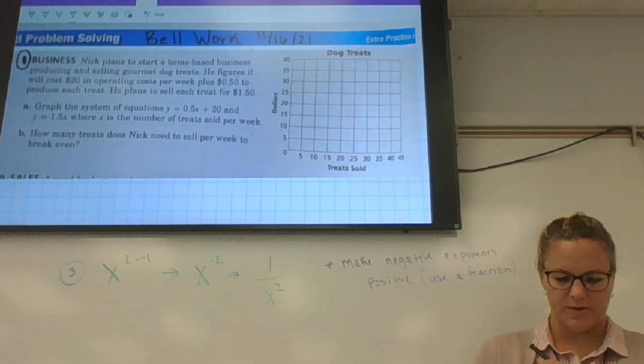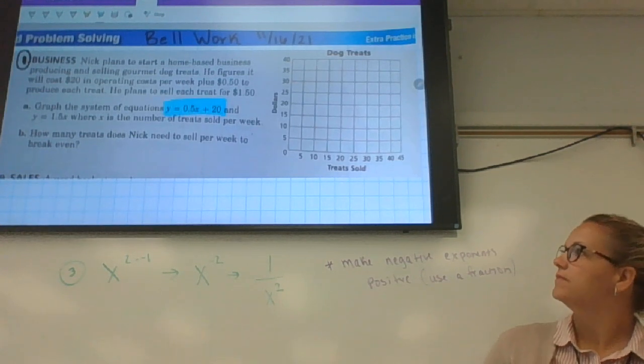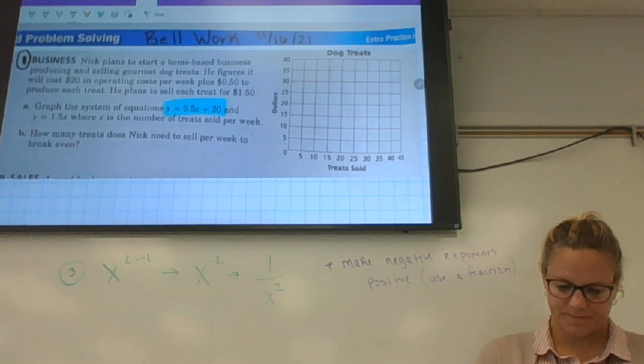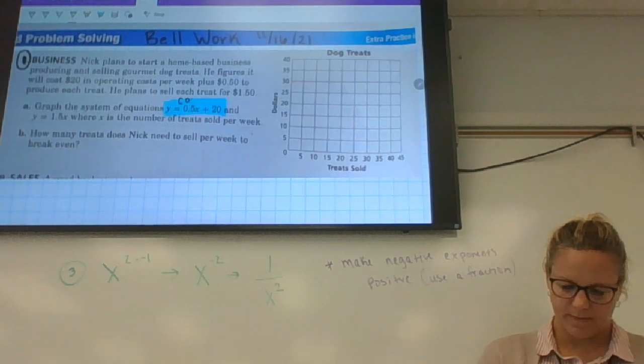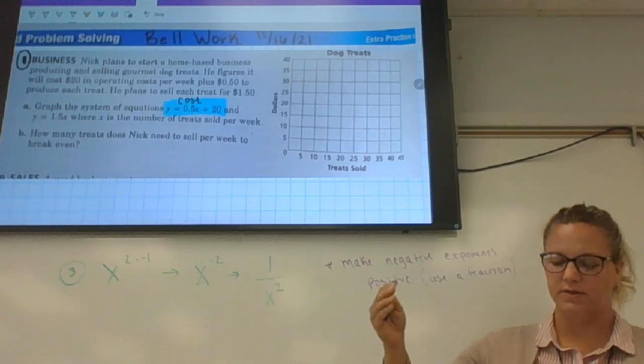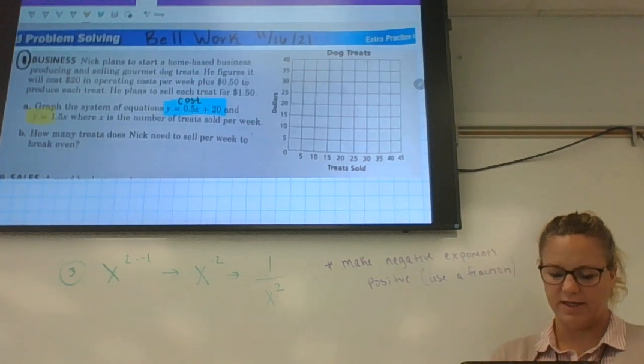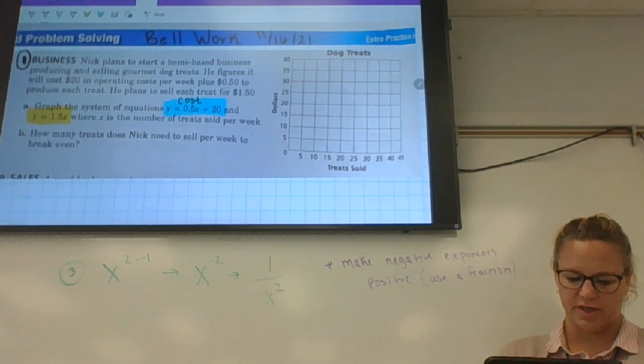He figures it'll cost $20 per week plus 50 cents to produce each treat. And the reason I was confident you could do this on your own, I wrote the equation for you. That's the cost equation. And then he's going to sell them for $1.50 each. So he's actually going to bring in $1.50 for each treat. So you could call that income, or the best word for it is revenue.